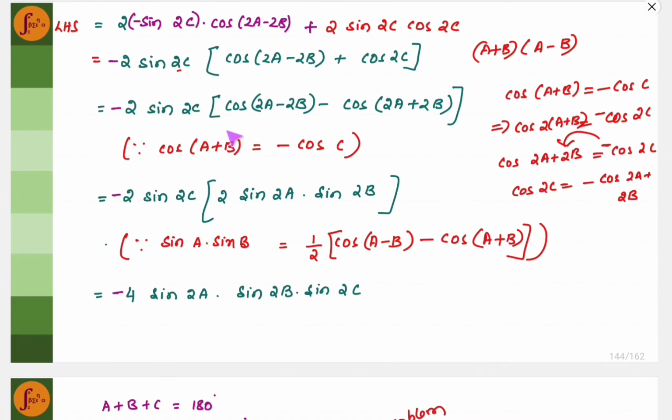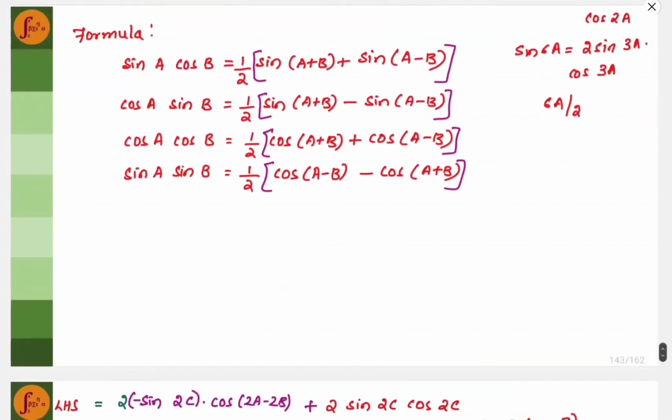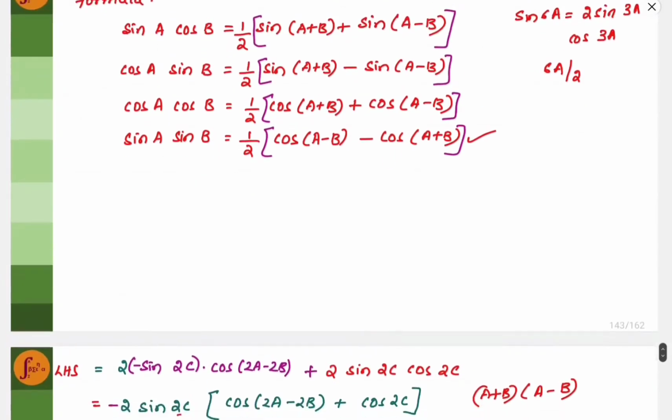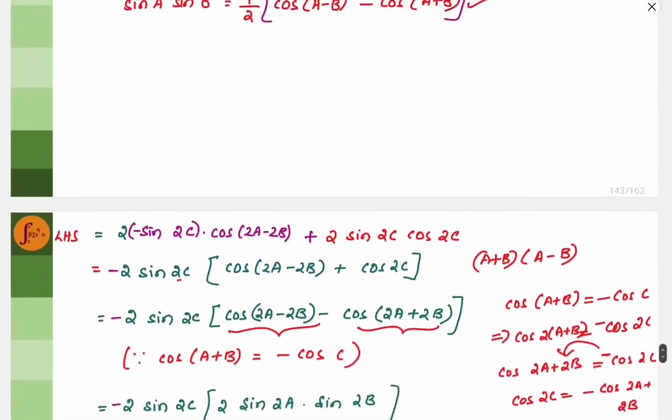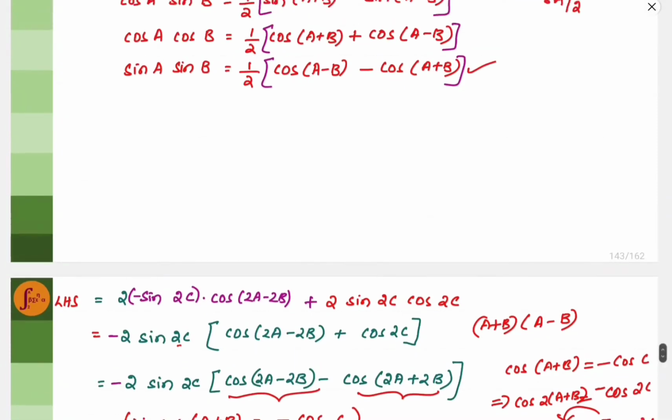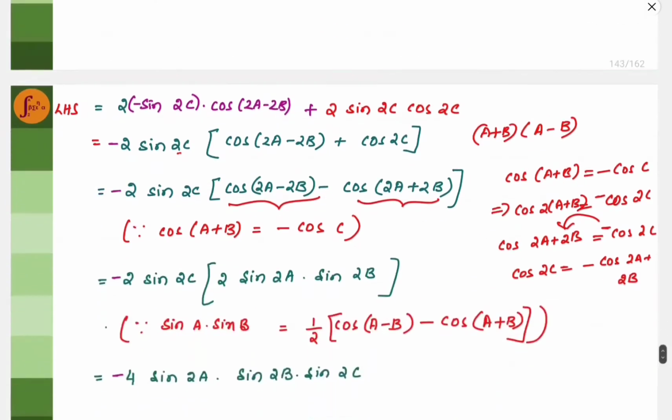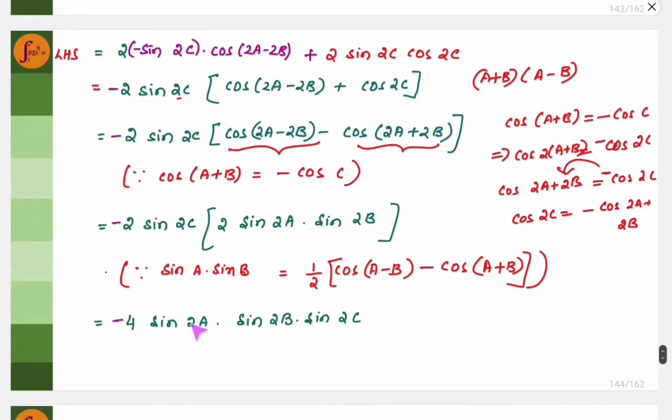Now we can use the transformation formula, right? This is of the form cos a plus b minus cos a minus b. So we'll have to use the first set, the fourth formula. We have a negative sign and cos a minus b, so we have a minus b and a plus b. So we'll have to use this formula. Let's shift to this side, so it will be 2 sine a into sine b. So this is going to be 2 sine 2a into 2b, because instead of a, we have 2a, and instead of b, we have 2b. And we have minus 2 sine 2c. Now we'll multiply. We'll get minus 4 sine 2a into sine 2b into sine 2c.